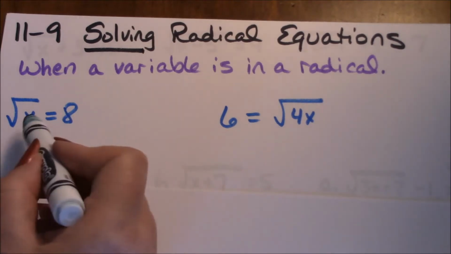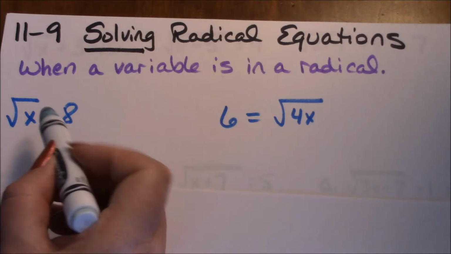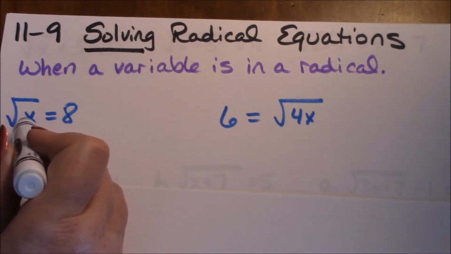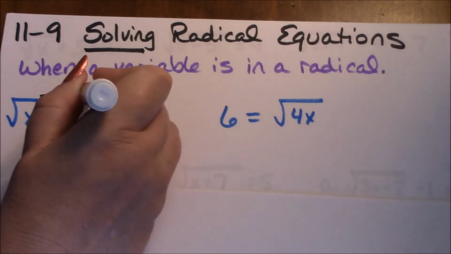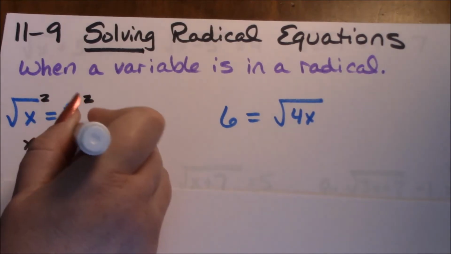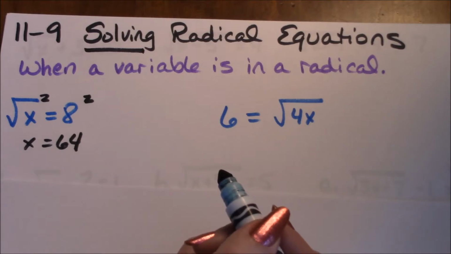So if we decide that the square root of x equals 8 and we want to solve for x, we have to get x by itself. And right now x is with a square root sign. So we're actually going to square both sides. And x here equals 64. And luckily it doesn't equal plus or minus 64, it just equals 64.